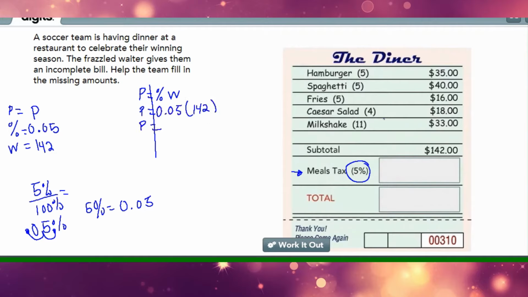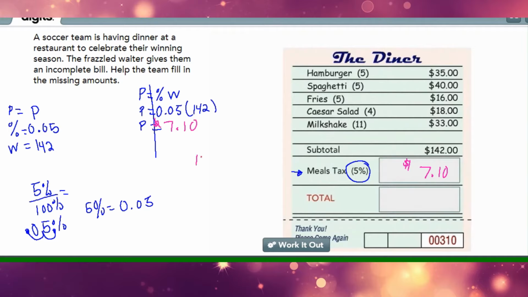So our variable is already isolated, so all we have to do is multiply 0.05 and 142. And remember, when you're multiplying decimals, you do not have to line up the decimals. All you have to do is line up the digits. So 5% of 142 is 7.1. So that means, remember what the variable represents. This represents the meals tax. So the meals tax is $7.10.